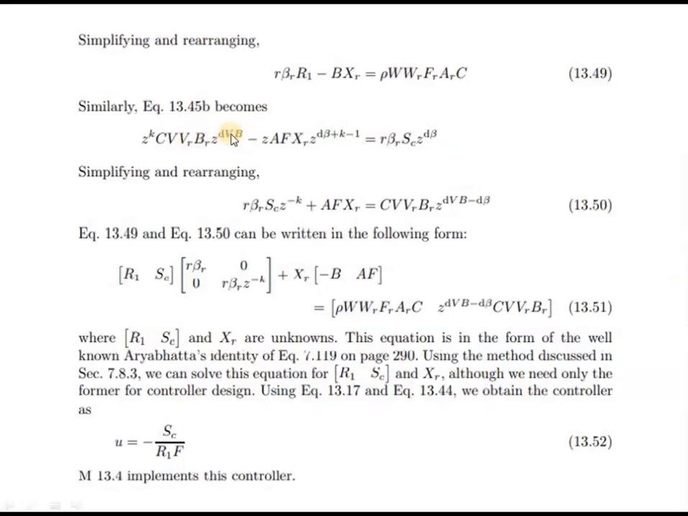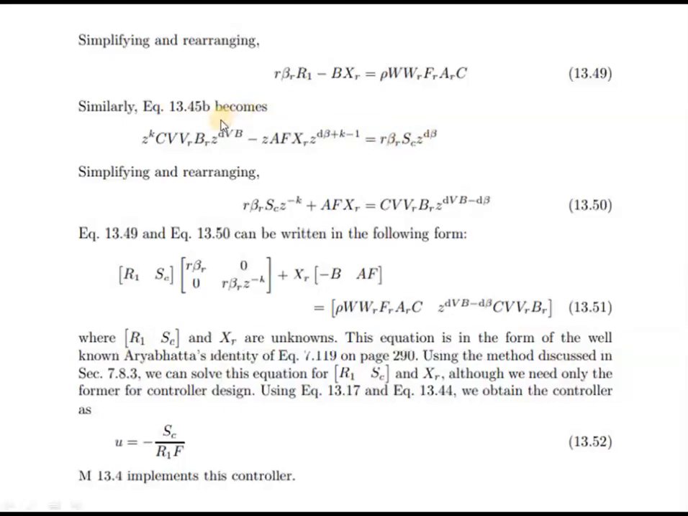This is dv plus b. Here you have to make a change, that is degree of v plus degree of b minus za into f. We have to replace, previously here it is x star, and we have to replace this x star with xr into degree of x. Now here r into b star, previously b star is replaced by br into z raised to d beta.